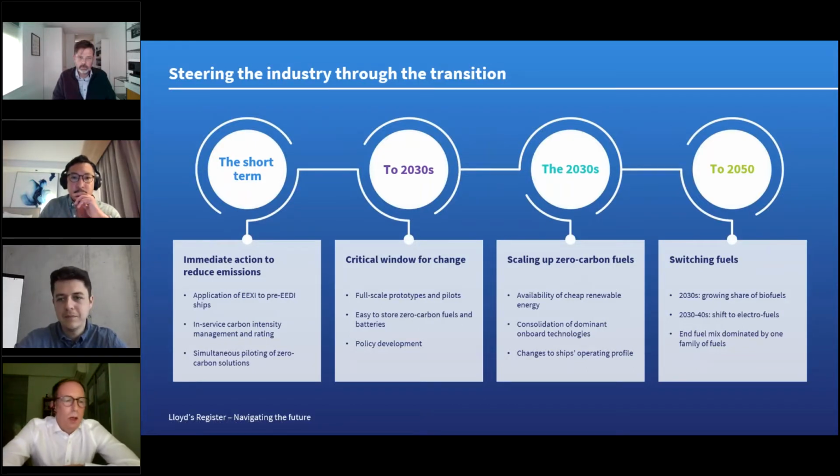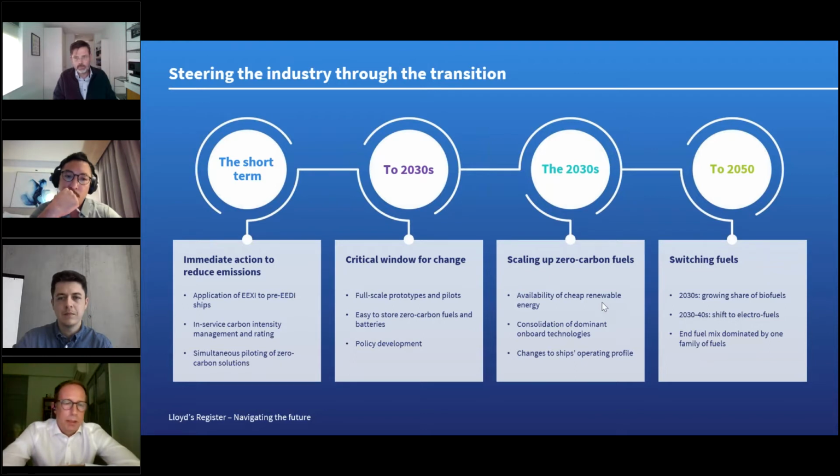So we all know why we are here. We know that IMO has put the challenge to shipping to reduce its carbon intensity by 40% in 2030 and by 70% in 2050. Overall, achieving a 50% GHG reduction against the 2008 baseline. And that's a significant challenge. And in the short term, we all know that the shipping industry is very much busy with making ships more efficient through the application of EEXI, which will come into force at the end of this year.